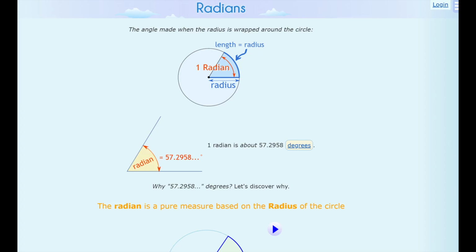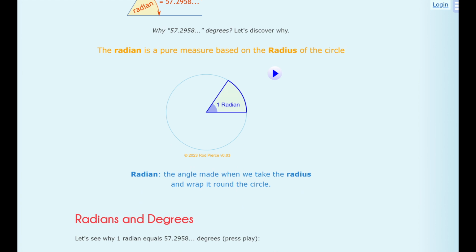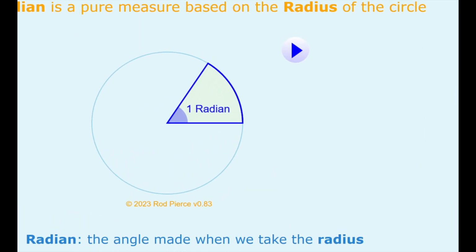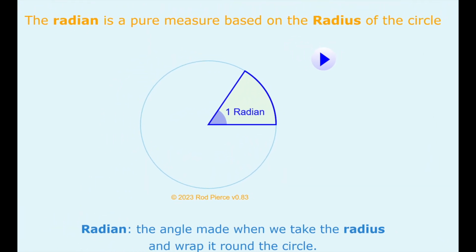So in this video, we are going to learn about what's called radians, which is another angle measurement. The best way to explain it is really just to show you. It's called a radian because it takes the radius of the circle. Here we have our radius, we're going to wrap it around the circumference, and that distance creates what's called 1 radian.